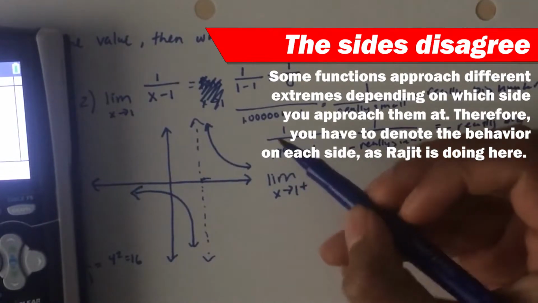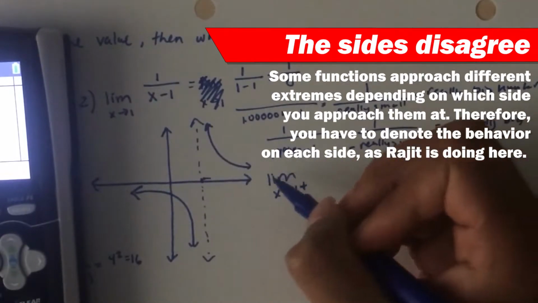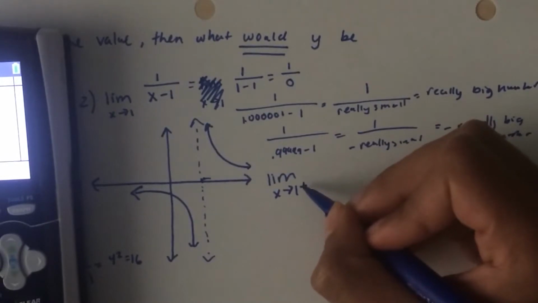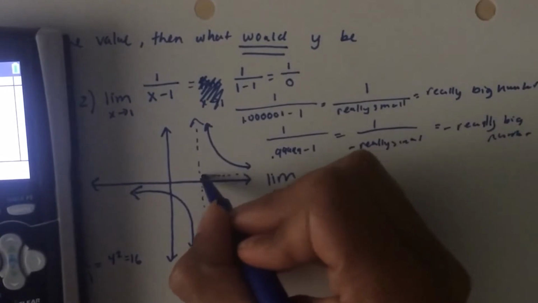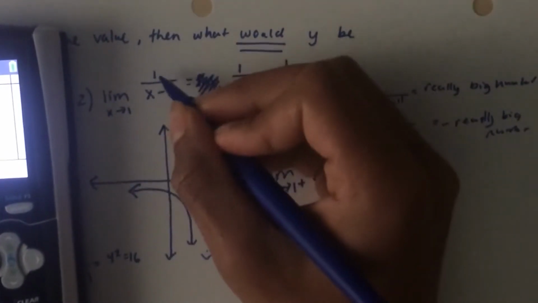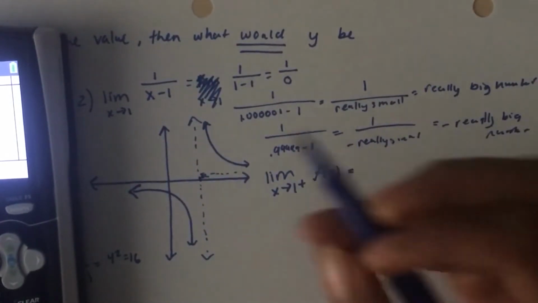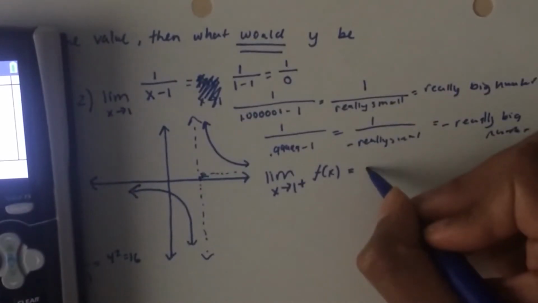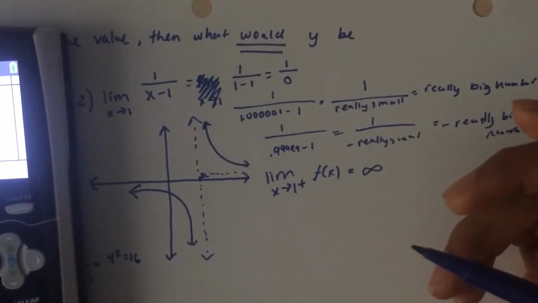So to denote that we're looking at it from the right side, we use a positive symbol. The way I like to remember is the right side is positive, the left side is negative. So when we use the positive symbol, we're approaching from the right side. I'm going to call this f of x. So this f of x is 1 over x minus 1. And I'm going to say that as it keeps on approaching 1 from the right side, the limit is going to approach infinity.